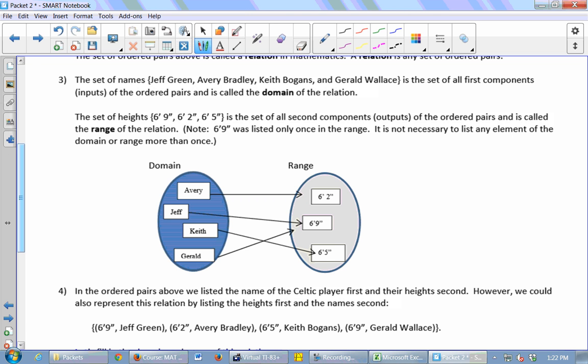Notice that I only wrote down 6 feet 9 inches once in the list. You don't have to put it twice, even though it is the height of two different players.